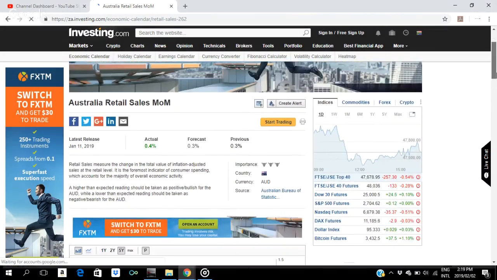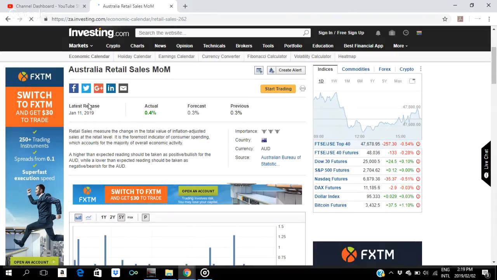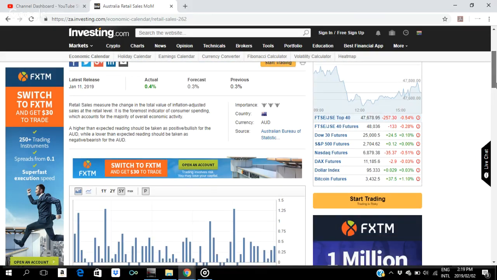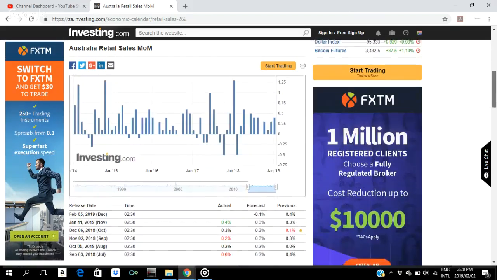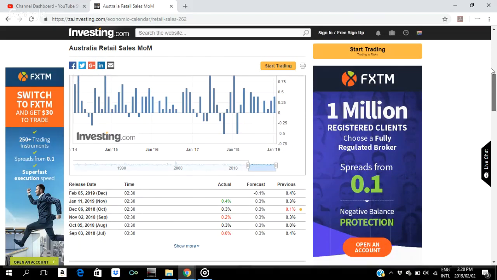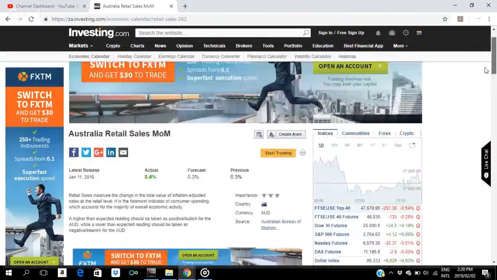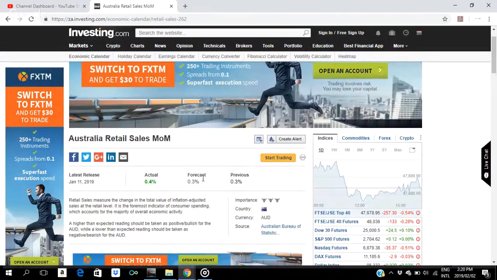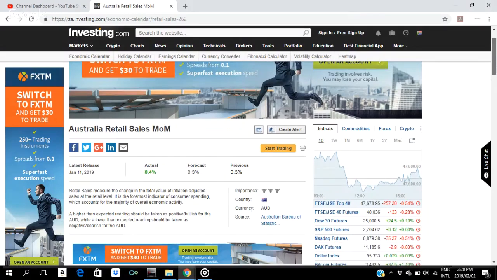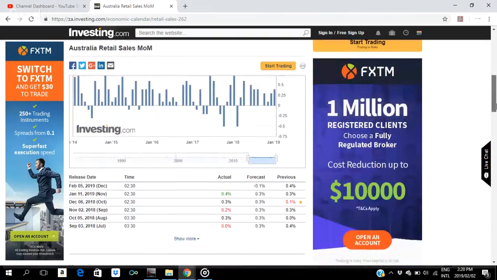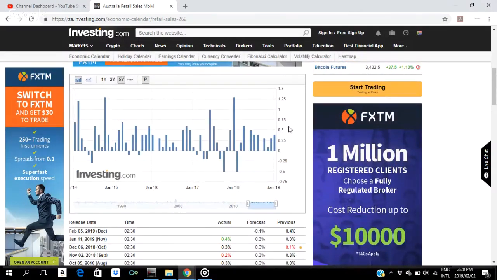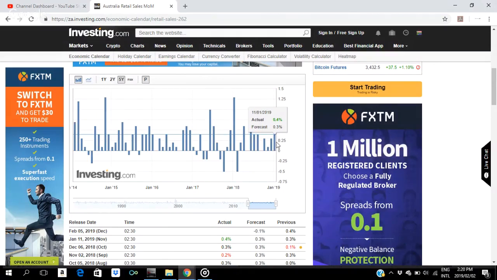All right. The last one was on the 11th of January, which is early this month. The actual was 0.4, compared to the forecast and the previous. I'm sure this one moved the market, because if it exceeded or came in below the forecast, it has to have an impact on the market. As you can see here, the volatility was quite a lot.